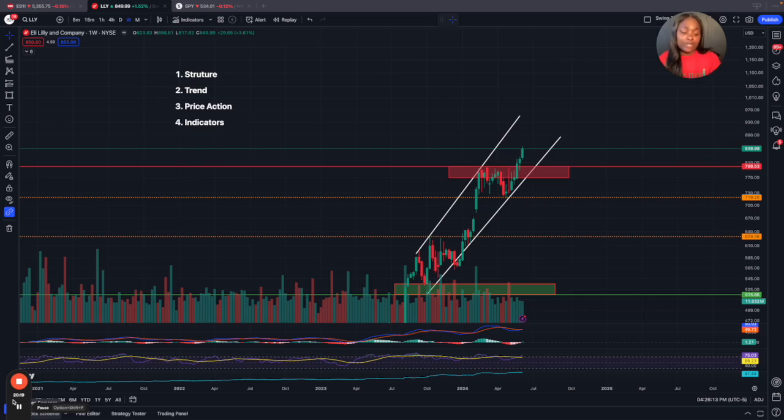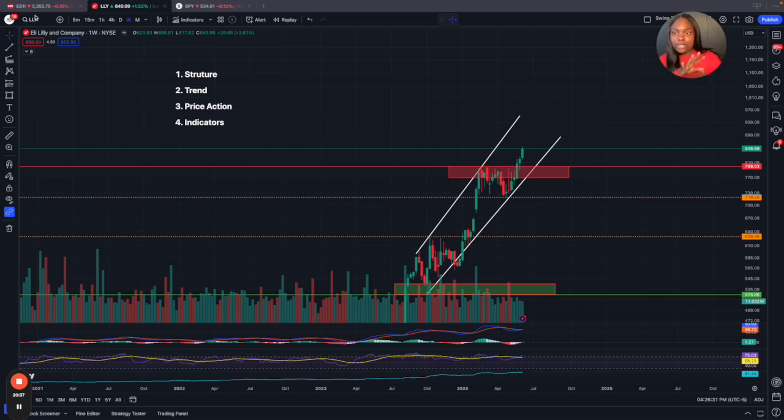And then step 4, the last and final step, is pulling up an indicator. I will never allow a computer generated indicator to tell me what to do. That's just me. All right. So let's go ahead and hop into it. And we're going to start off with step 1.